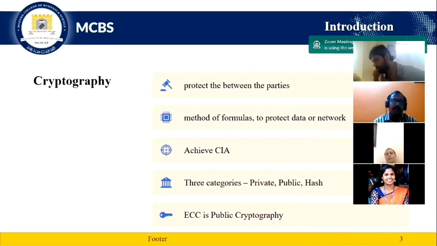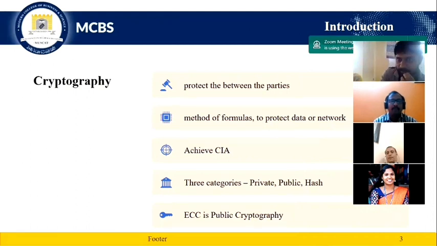There are three main categories of cryptography, which are the private key, the public key, and the hash function. The private key, also called the symmetric key, is one key used by both the sender and the receiver to encrypt and decrypt the messages. In the public key, we have two keys. The public key is used to encrypt the messages or the plain text, and to decipher the text or decrypt the message, we use the secret key or the private key. We also have the hash function to ensure the non-degradation of the data. Elliptic curve cryptography is considered a public key cryptography, where it uses two keys to encrypt and decrypt the data.